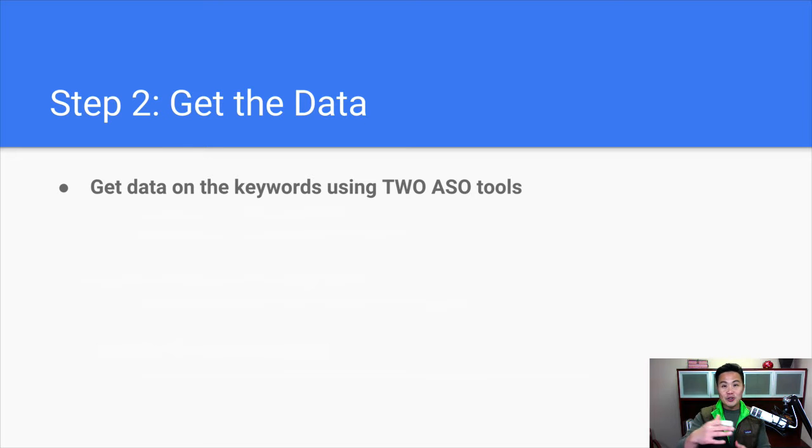Step two, after we build this long list, we pull all the data for it. So we want to see traffic volume and competition. Now, for traffic volume, I look at keywords that generally have at least a 2 when I'm trying to optimize well for them. Anything under a traffic score of 20, or 2 on Sensor Tower, is probably not worthwhile. They're not going to drive that much volume.